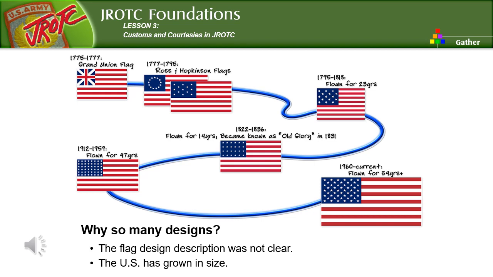There were problems with the flag design because the Second Continental Congress did not give directions about how the stars should look. Some had 5 points, others had 6 or 8 points. The flag changed each time a new state joined the nation, but our current flag has not changed since 1959, when Alaska and Hawaii became states.